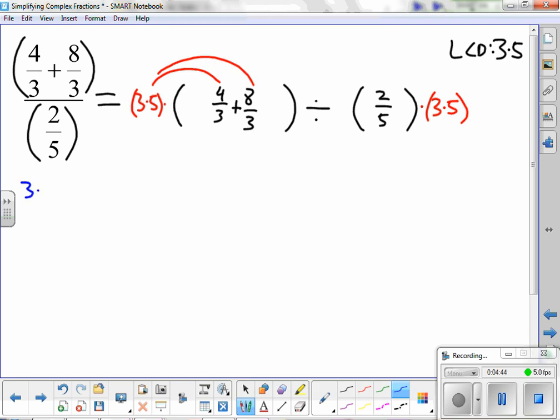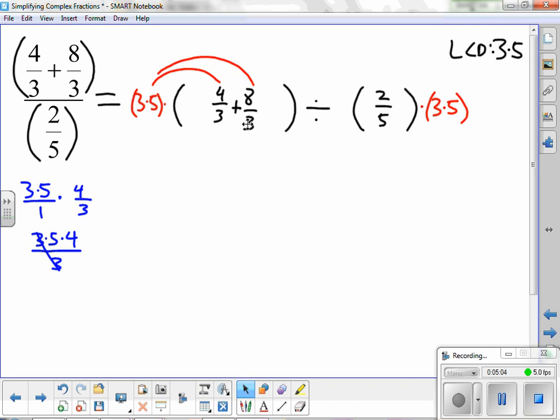So if I take a 3 times a 5 and then multiply that by a 4/3, if you think about this, it's top times top and bottom times bottom. So I get 3 times 5 times 4 over 3 times 1 is a 3. Those go away. I'm sorry, 5 times 4.